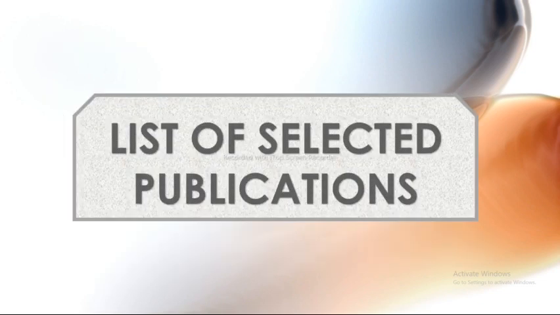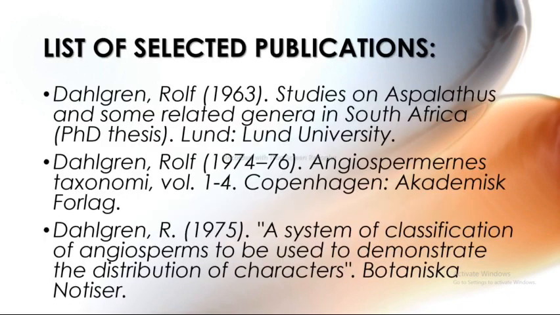Next, I am going to discuss about the list of selected publications. So first is the Dahlgren Rolf 1963, Studies on the Aspalathus and some related genera in the South Africa, PhD thesis, Lund University. Next is the Dahlgren Rolf 1974 to 76, Angiosperms, Taxonomy, Volume 1 to 4, Copenhagen.